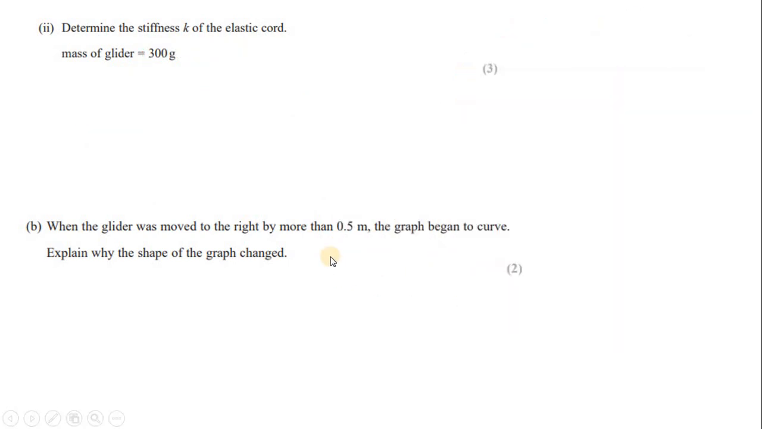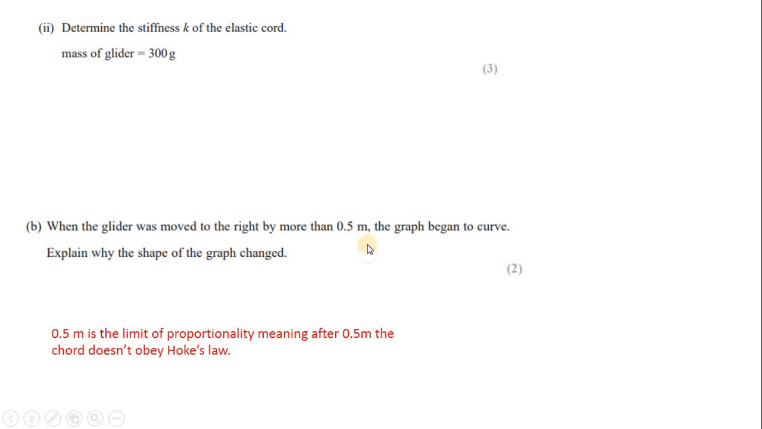Okay, so part B: when the glider was moved to the right by more than 0.5 meter, the graph began to curve. Explain why the shape of the graph changed. It's quite a straightforward reason, because we know that till 0.5 meter the graph is a straight line. That means the cord is obeying Hooke's law. That's why we have a straight line. So 0.5 meter is the limit of proportionality. If you cross this limit, then of course the cord will not obey Hooke's law. That's why the graph starts curving.